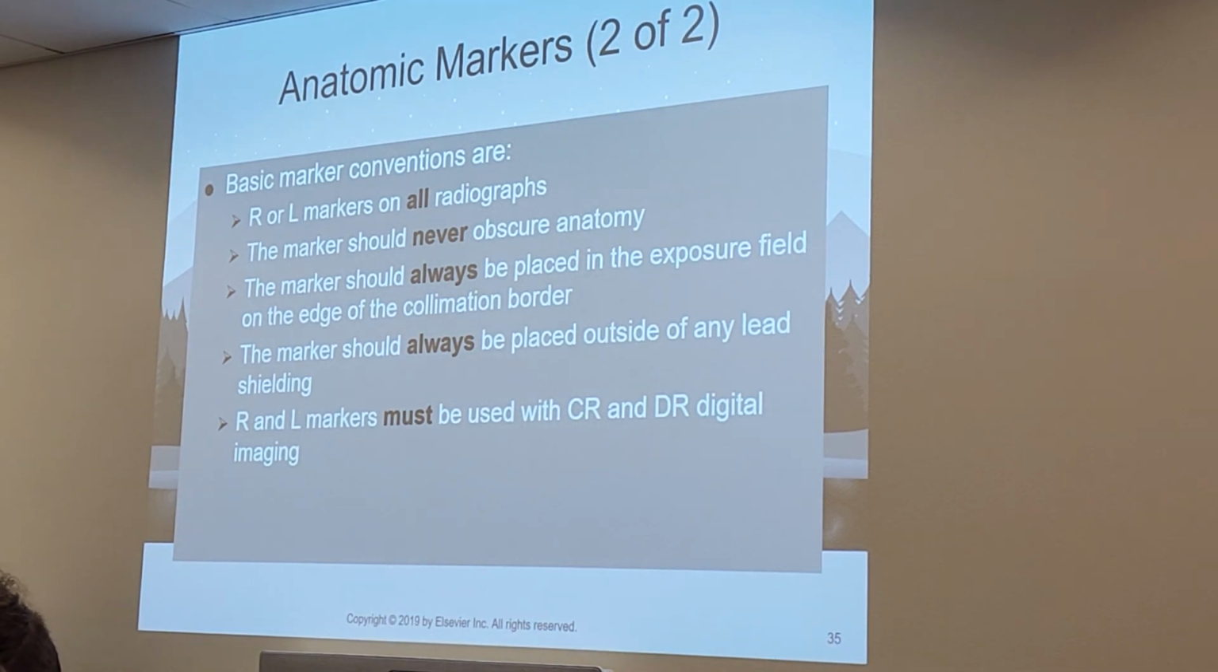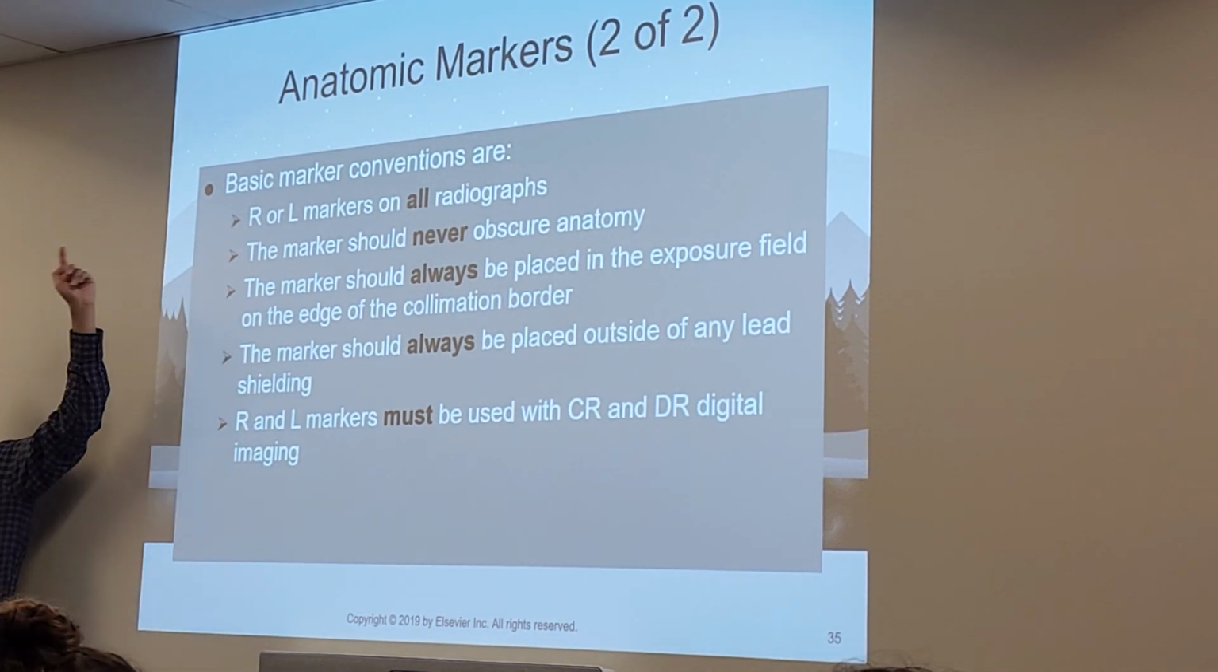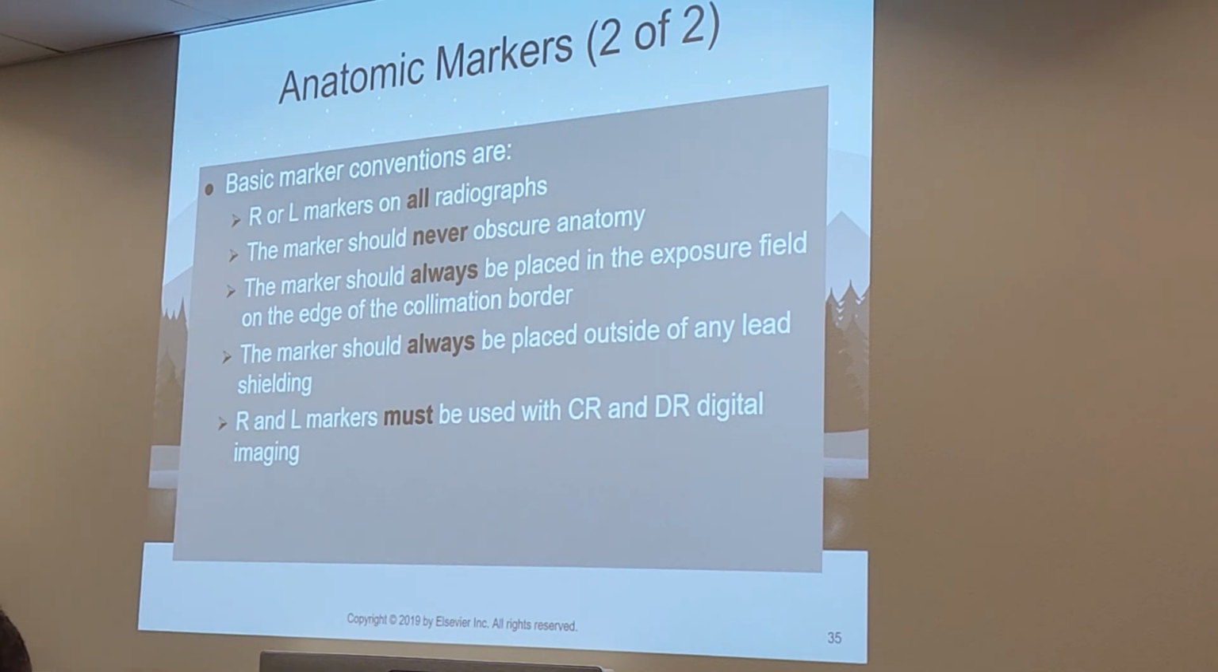Basic marker conventions. Always have at least one marker on your radiographs, either the right marker or the left marker. The marker should never obscure anatomy. So if I'm taking a picture of the head, I should not see the left marker in the middle of the skull. That is going to be an issue if there's a giant L in the middle of the bone. The marker should always be placed in the exposure field on the edge of the collimation border. So you should put the marker out towards the edge of the light field. Don't get it too close to your anatomy.